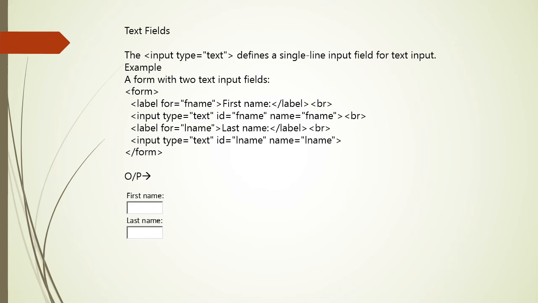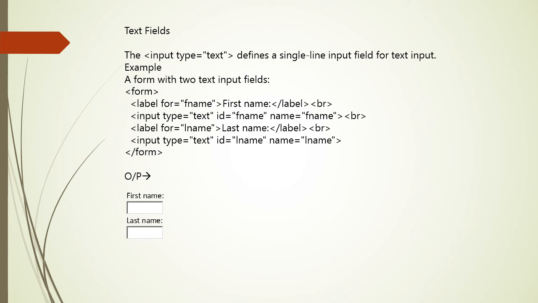How to define the text field? Input type equals text. It defines a single line input field for text input. For example, a form with two text input fields will look this way.